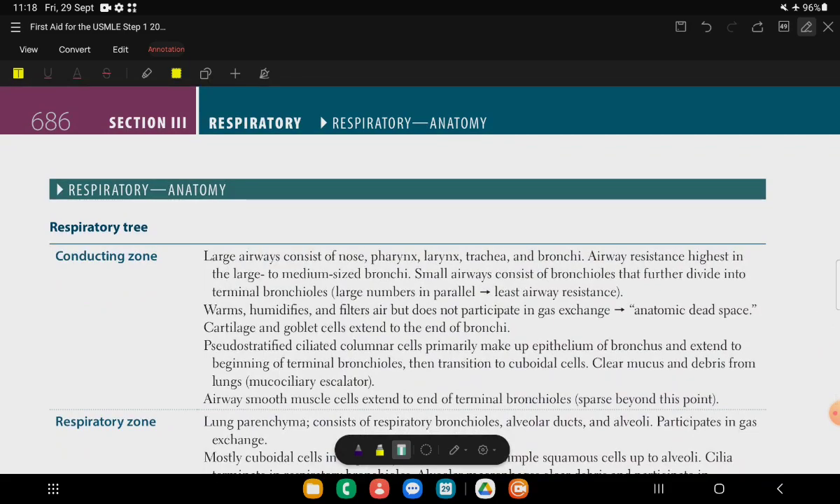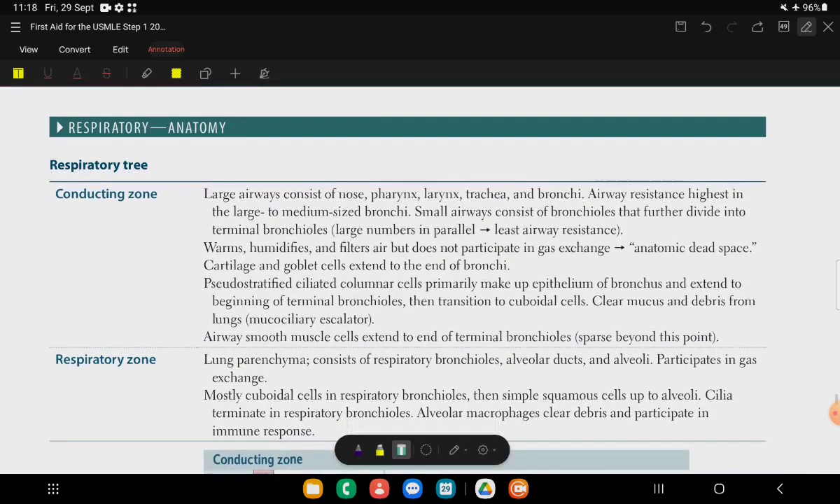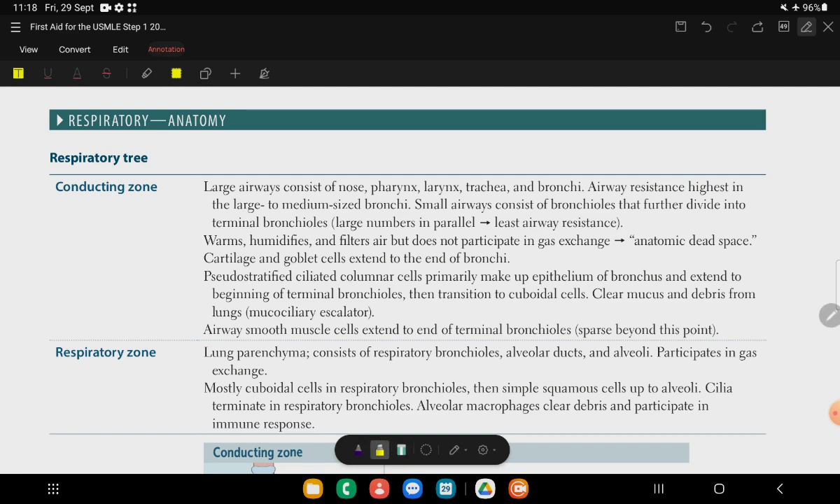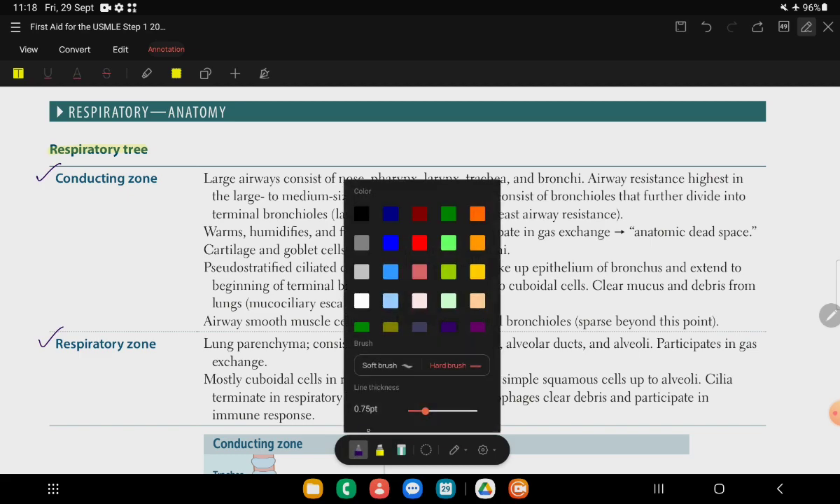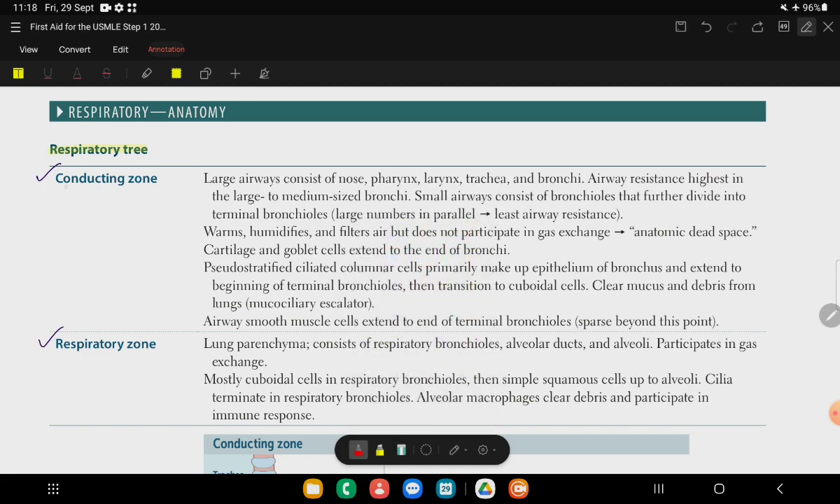Next one, when we talk about respiratory anatomy, we start from the adult again. So in respiratory anatomy, there is a respiratory tree. The respiratory tree itself is divided into two zones, the conducting zone and the respiratory zone. In the conducting zone there are the large airways, which consist of the nose, pharynx, larynx, trachea and bronchi. Airway resistance is highest in the large to medium size bronchi.